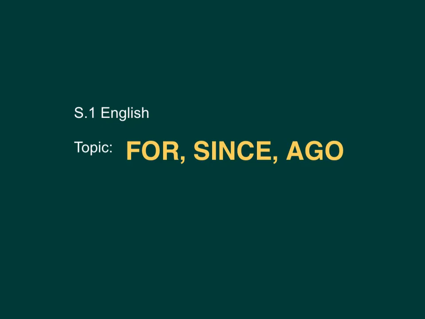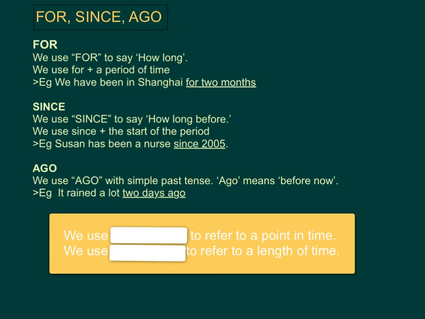Today's topic is for, since, and ago. For. We use for to say how long. We use for plus a period of time in a sentence. For example, we have been in Shanghai for 2 months.